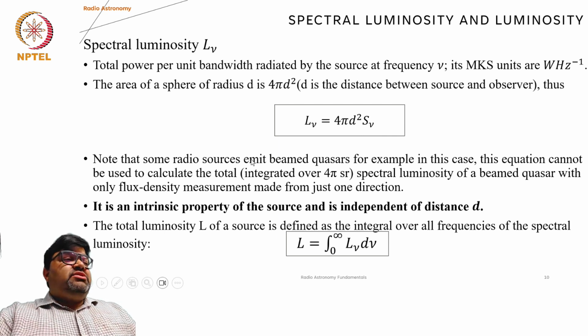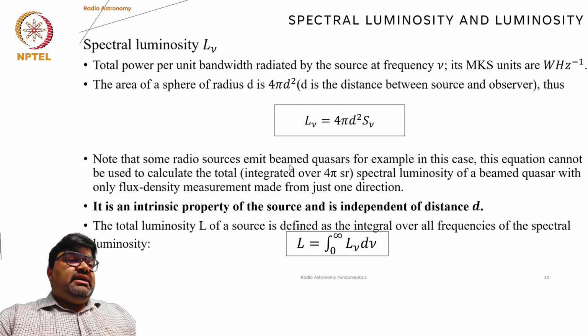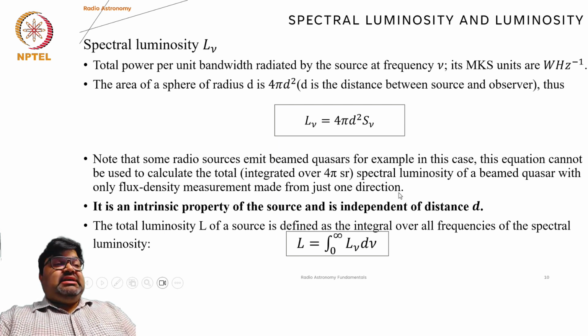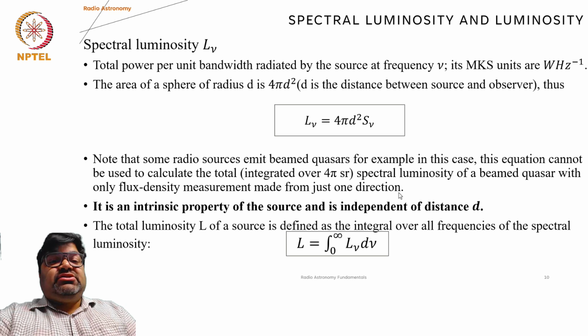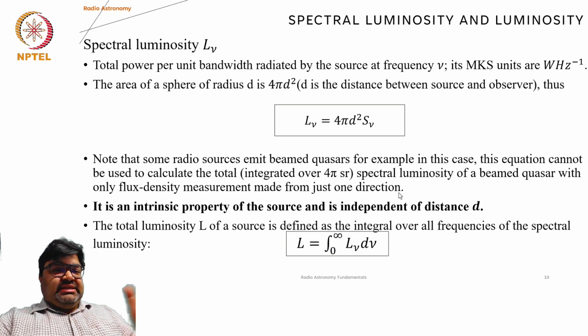Note that some radio sources emit beamed, such as quasars. In this case, this equation cannot be used to calculate the total spectral luminosity of a beamed quasar with only a flux density measurement made towards just one direction. If it is just towards one direction, then these measurements are wrong. Only if there is a source which is emitting isotropically is this kind of treatment valid. So that goes for that.